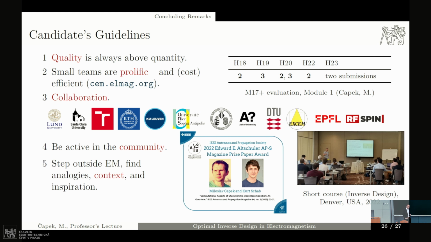And the last point is that I personally like, as often as possible, to step outside of electromagnetism, because then you can find true inspiration and analogy. And actually, that was the case of the exact analysis algorithm. It's known for 10 years in civil engineering and mechanics. So we took that idea and brought it into electromagnetism.